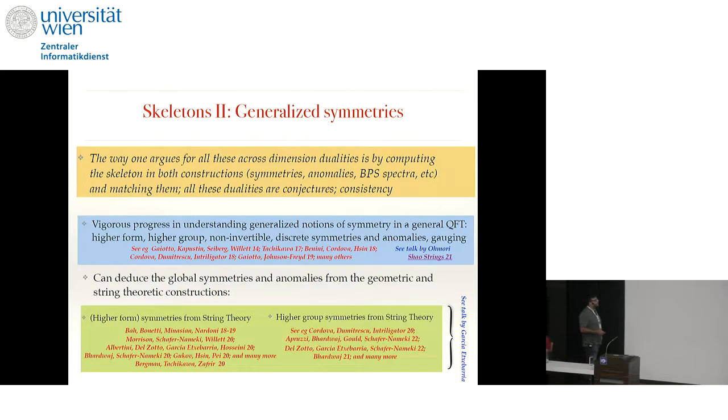And the reasoning is exactly the same as in the 90s about usual dualities. So what one can do, one can compute various bits and pieces of this skeletal information directly from 6 dimensions or in 4 dimensions, and perform numerous consistency checks on any claim, and that is the only way one argues for these dualities. So all of these dualities are conjectures, as any other dualities.